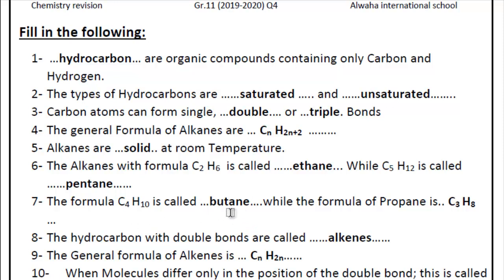Why do we write butane? Because here we have 4 carbons, so it will be but, and CnH2n+2: 4 times 2 equals 8, and the plus 2 makes 10. It will be all single bonds, so we will end with ane. And the formula of propane will be C3H8.